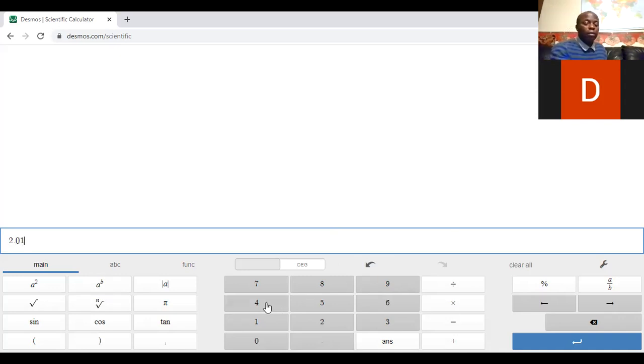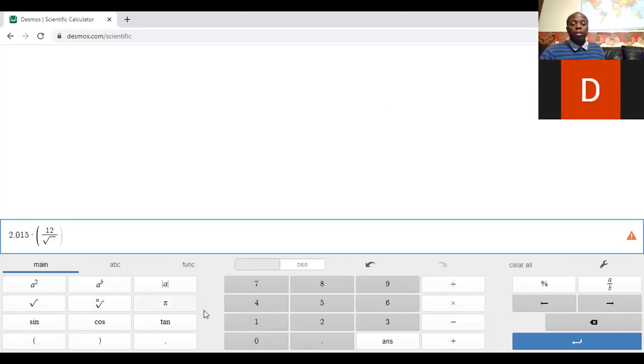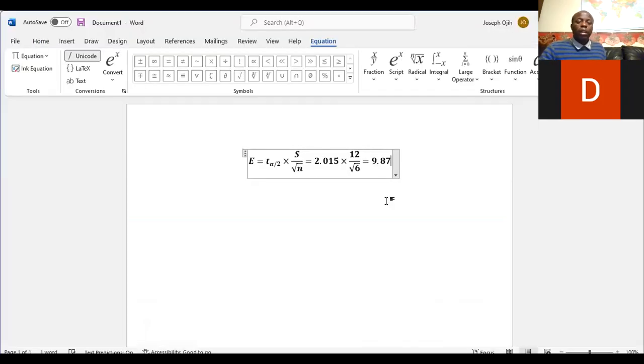2.015 times standard deviation of 12 divided by square root of 6. Then we close it. We got 9.87. I put this in. So I'm gonna copy this so we can put it in our book, which is here.